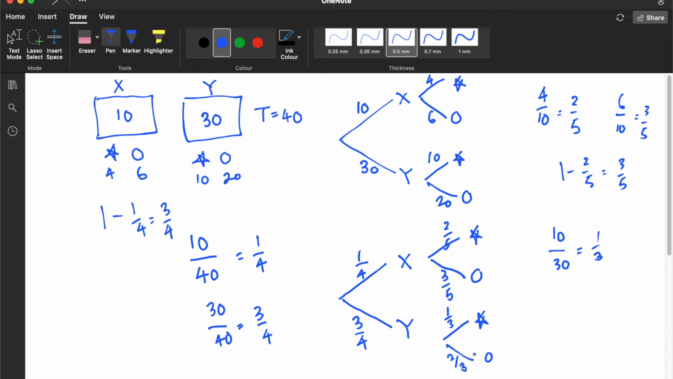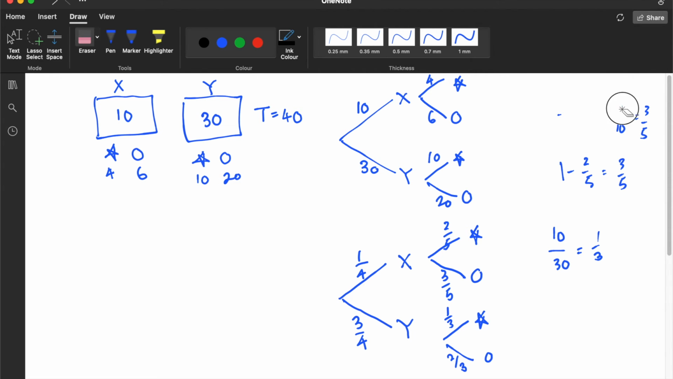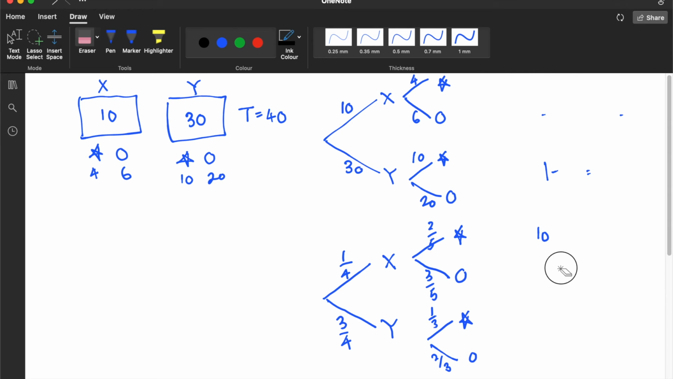So let me erase this so as not to distract us. We don't need this anymore. We don't need this anymore. So let's erase that.